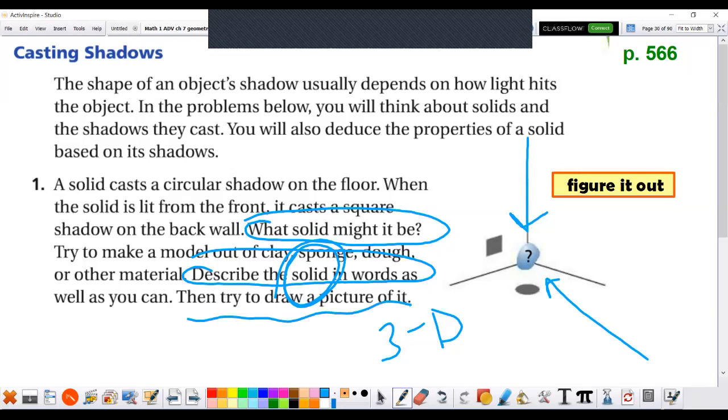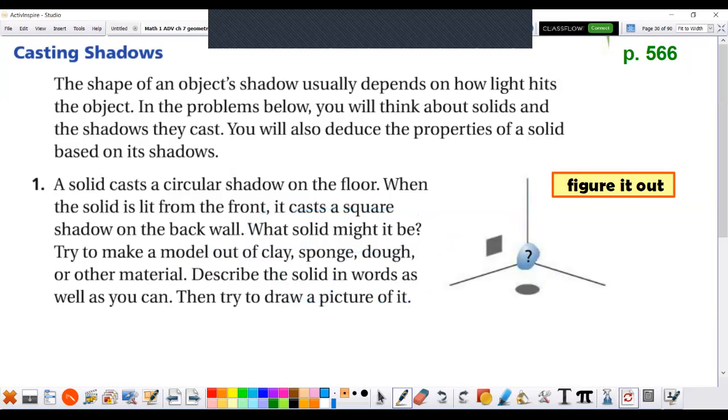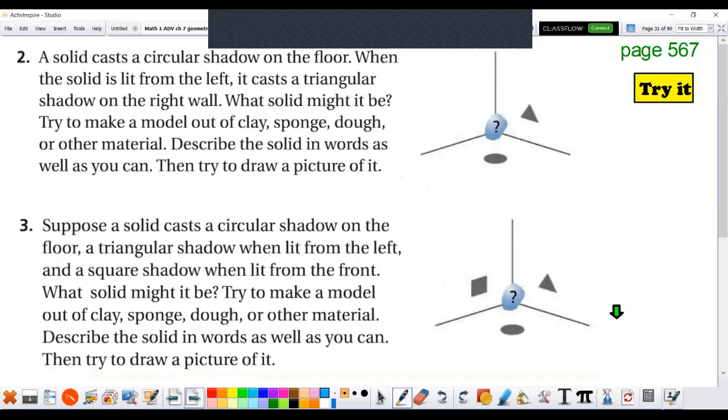I'll give you a hint. You probably have this item in your kitchen. It's a very popular object. I'm not going to tell you, but when you watch the next video with the answer to the homework, I will reveal it. Okay, here's number 2.